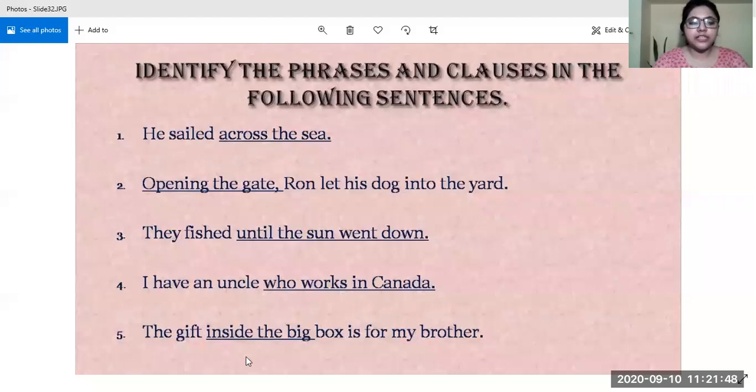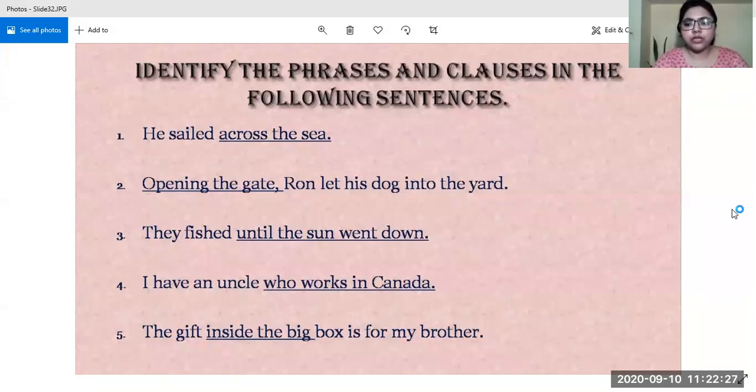Very good. The gift inside the big box, which will also be underlined over here, is for my brother. Inside the big box is, yes, Nandika? Ma'am, it is a clause. No, it is a phrase because we do not have any subject doing the work. Inside the box, no subject is doing some work. Therefore, it will be a phrase, and that too a prepositional phrase or adverb phrase.